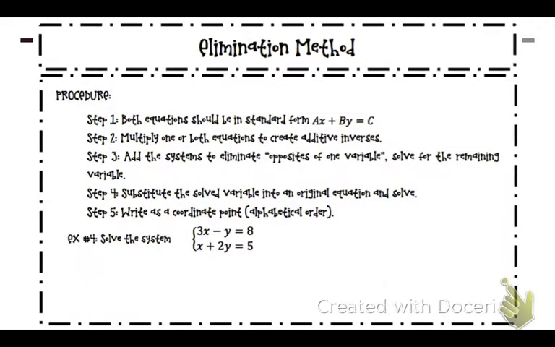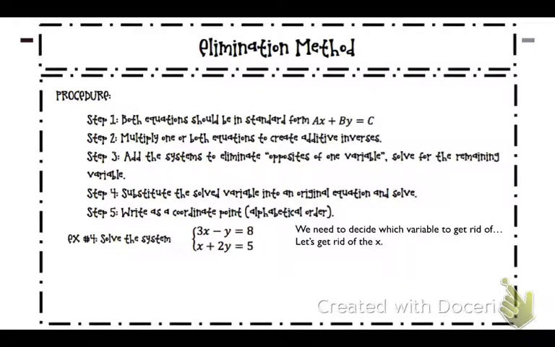Okay, let's do another one. So here, we don't have a very obvious pair. There's not one that's just going to cancel if we just add these together right at the beginning. So I need to decide which variable to get rid of. Do I want to get rid of my x's or do I want to get rid of my y's? I'm going to decide to get rid of my x's, okay?